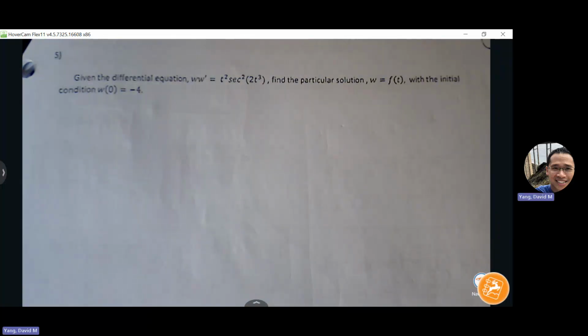So we see some variables that we don't recognize, right? Instead of x's and y's, we have t and w, but we said that whenever we're solving a differential equation, if it's not x and y, it's always going to be time and something else. In this case, t is our x and w is our y. So what can we rewrite w prime as? Good, dw over dt.